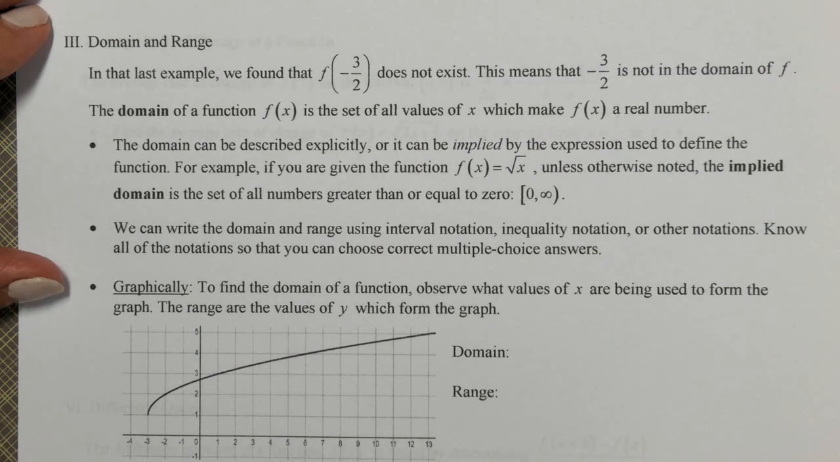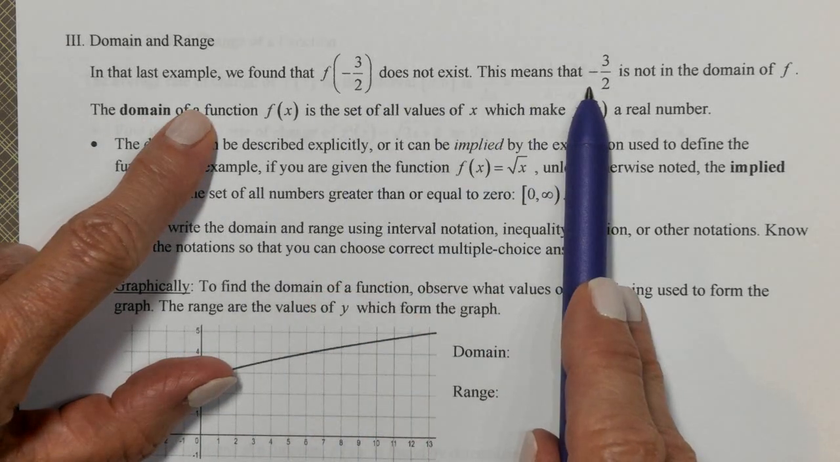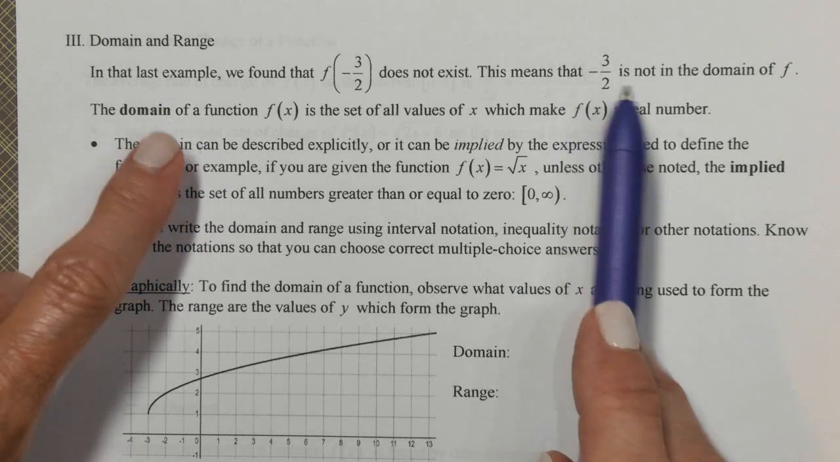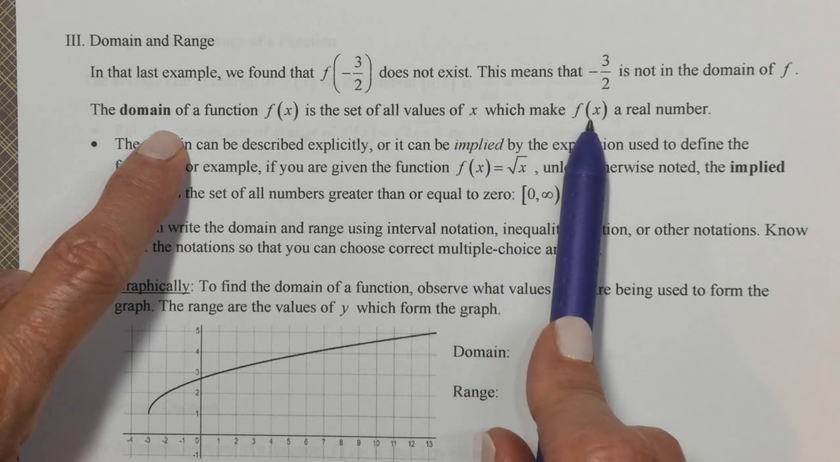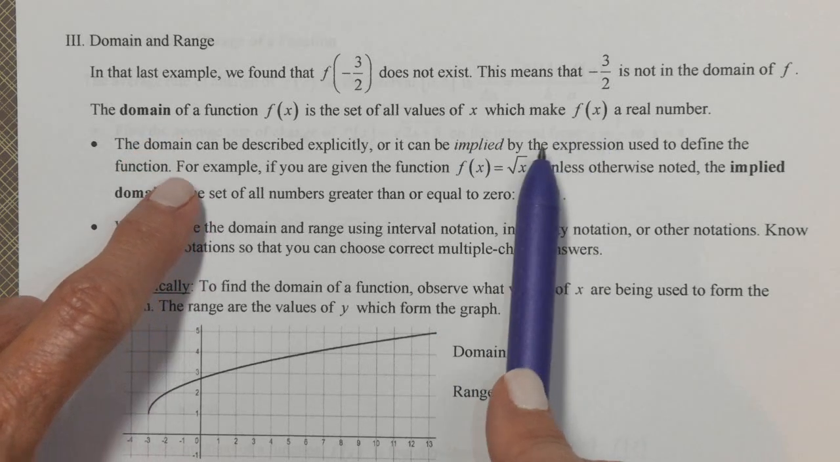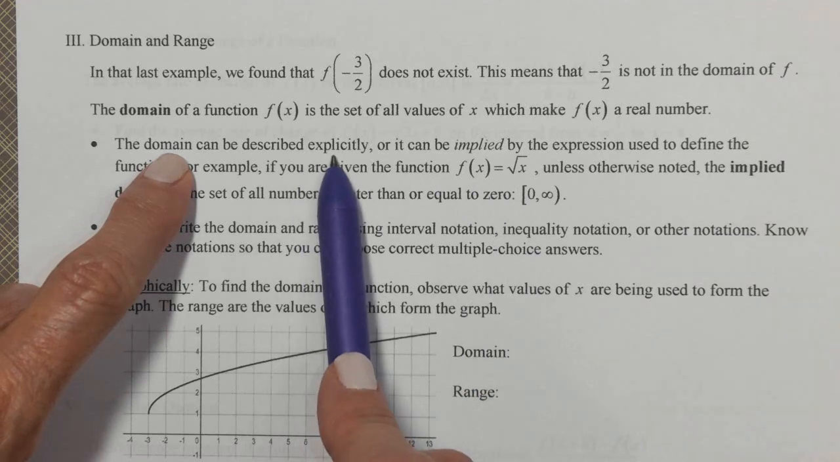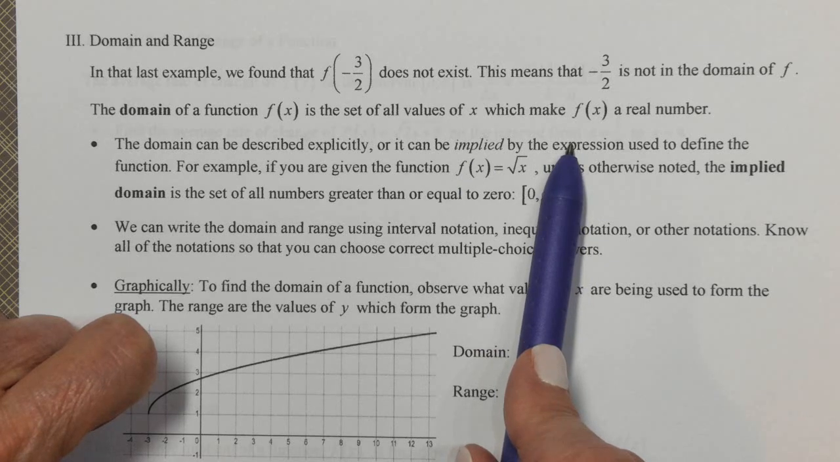Okay, so in the last example, this did not exist. That means that -3/2 is not in the domain of f. The domain of a function is the set of all values of x which make f a real number. The domain can be described explicitly, or it can be implied by the expression used to define the function.